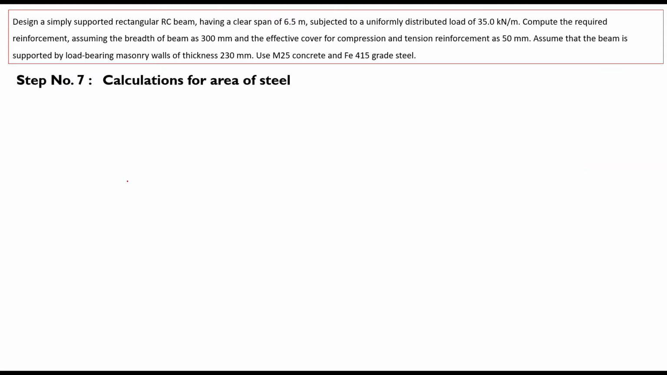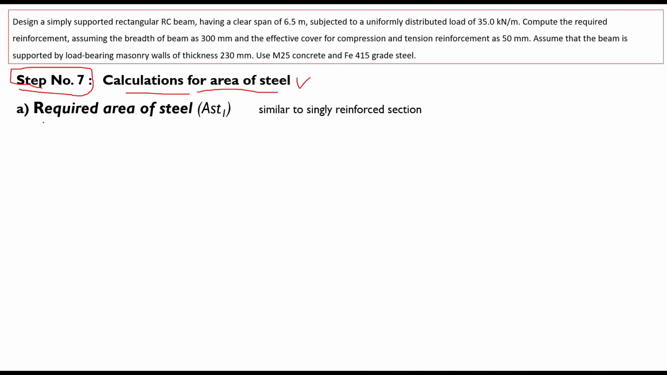Now let us go through step number 7. Here we will be able to do the calculation for the area of steel, that means Asc, Ast1, Ast2, like that. All the detailed calculation regarding the area of steel we will be covering in this step number 7.